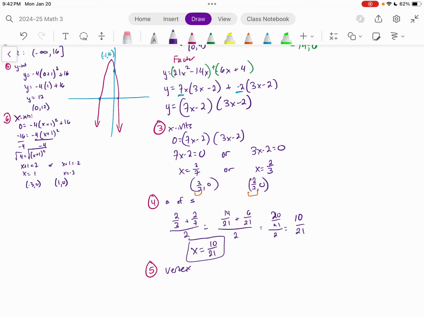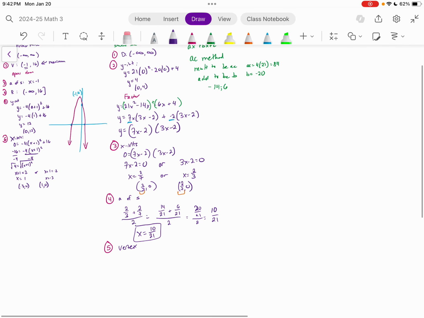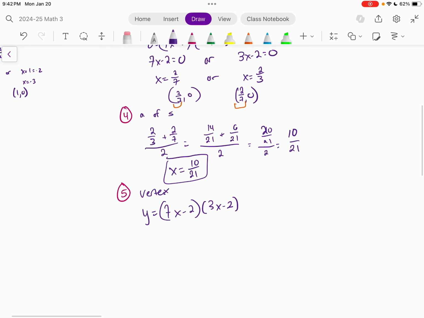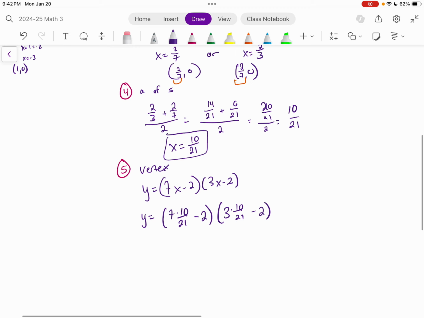And how would you find your vertex? Well, we'd plug this into my equation, okay? So we'd plug this in. I'm going to use the factored form, but you could use the original, and that would be fine. So here's my factored form. Your quiz, by the way, won't have numbers that are this gross. I just wanted to give you some things that were a little bit annoying here. And I'm going to plug in 10 over 21 for x and solve for y, all right? Because that's what y would be when x is 10 over 21, which, of course, is the coordinate of the vertex.